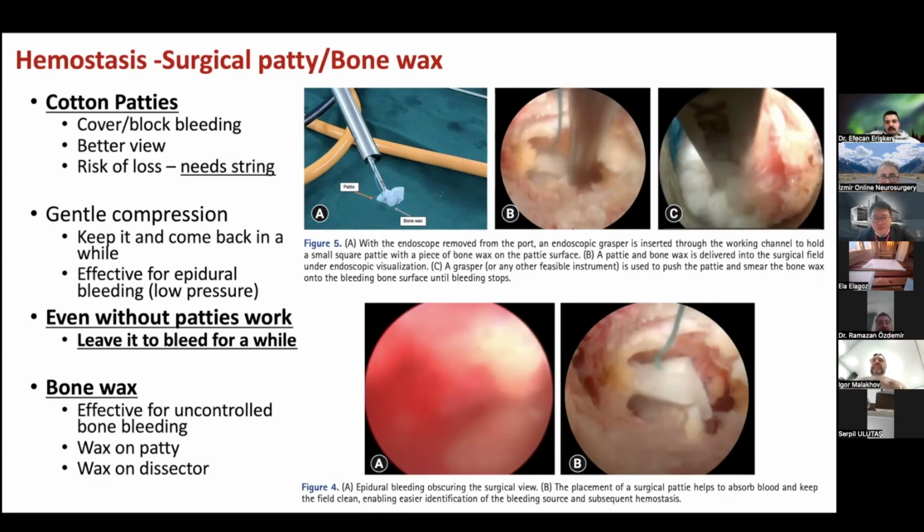Even if you don't have a patty, sometimes just leaving the bleeding for a while could also generate a certain amount of pressure. And sometimes they just stop themselves. So just leave it for a second and come back in a while, and they could be easily controlled in many cases. When you want to use bone wax, you can simply apply a little bit of bone wax on the tip of the cotton patty, or on the side of the dissector, and apply it just like you do in open procedures.